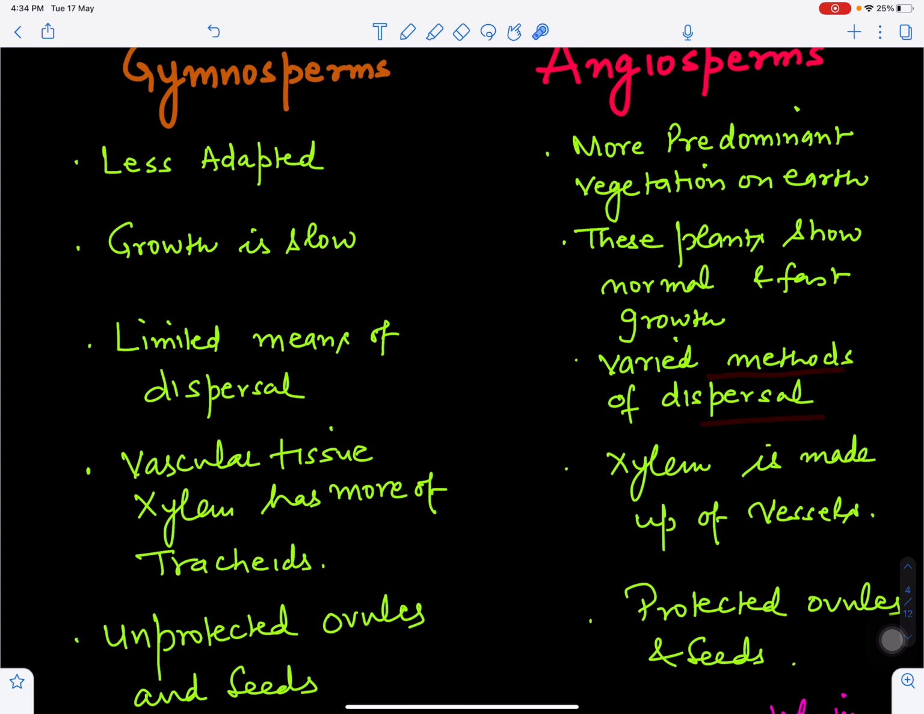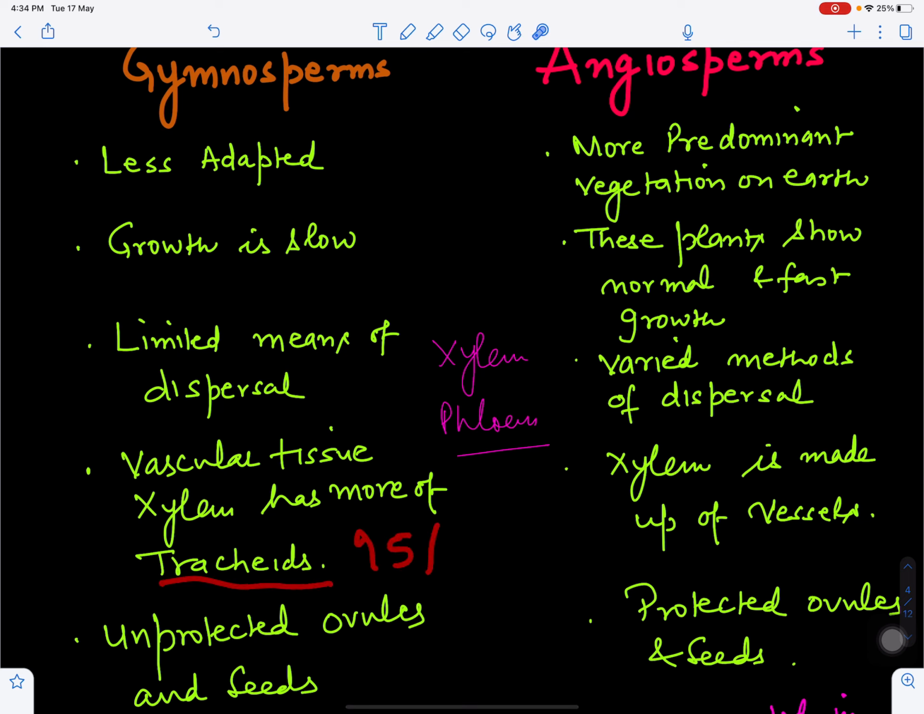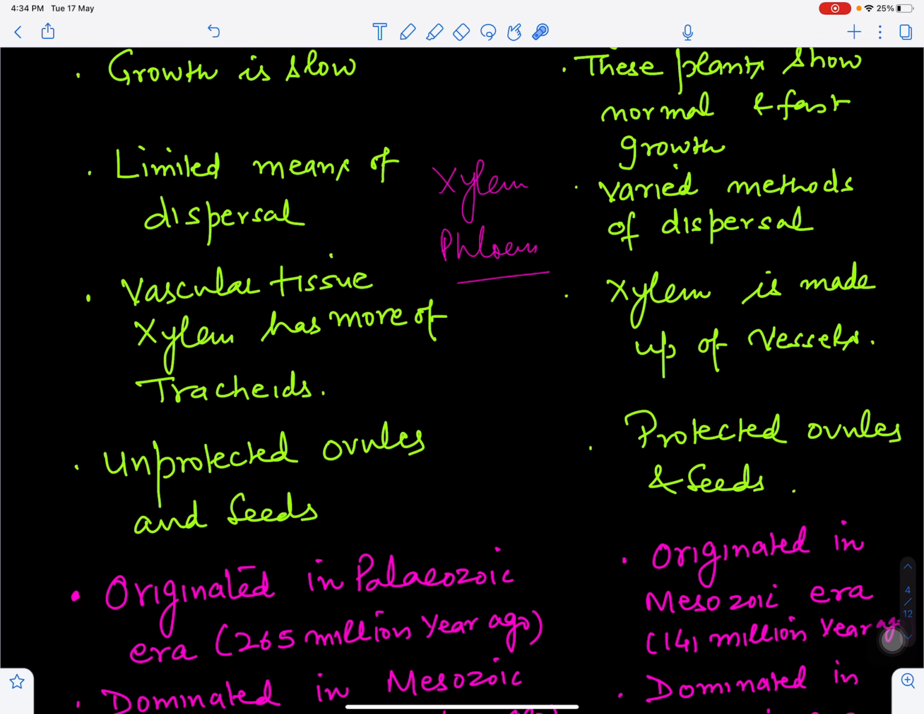और अगर हम vascular tissue देखें दोनों का, what is vascular tissue? It is mainly made up of xylem and phloem, which helps in conduction of water, minerals and nutrients. Now xylem of gymnospermic plants is made up of more of the tracheids. I mean 95% will be tracheids and 5% vessels. Now in case of angiosperm, this will be reverse. 95% will be vessels and 5% will be tracheids. Vessels show an efficient mode of conduction of water and minerals.